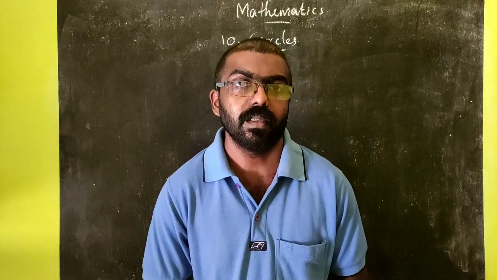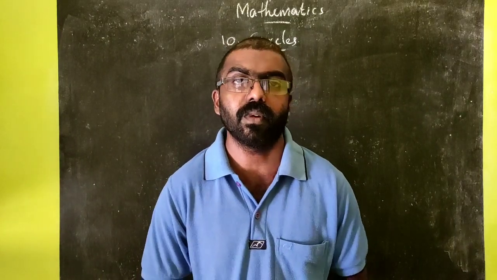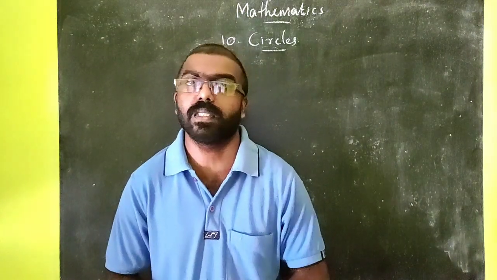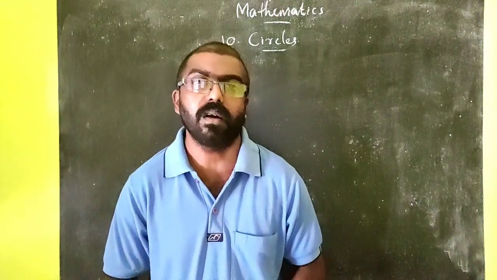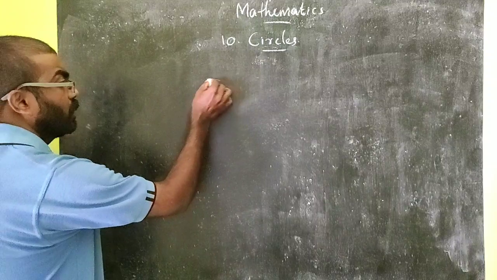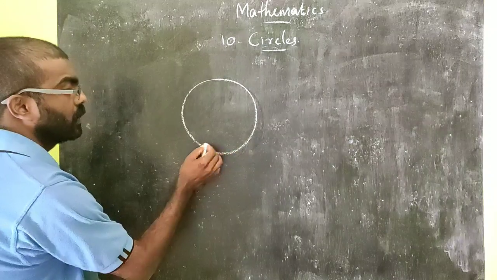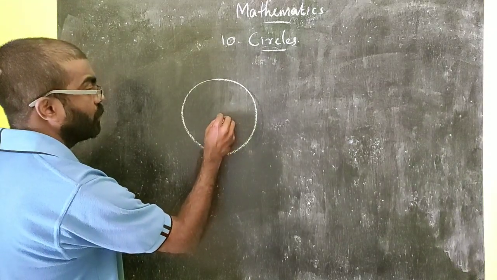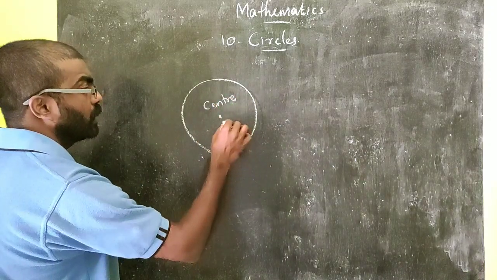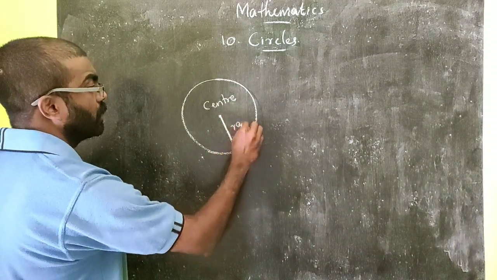What do you mean by a circle? A circle is the collection of all points in a plane which are at a constant distance from a fixed point. The fixed point is called the center of the circle, and the constant distance from the center to any point on the circle is known as the radius of the circle.